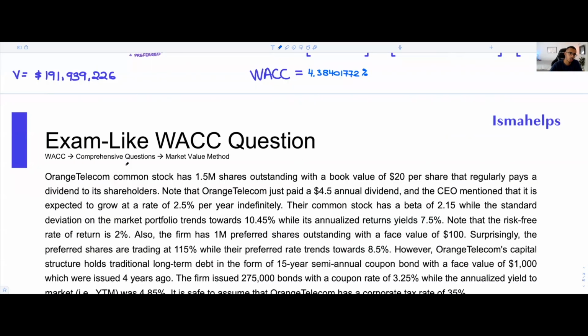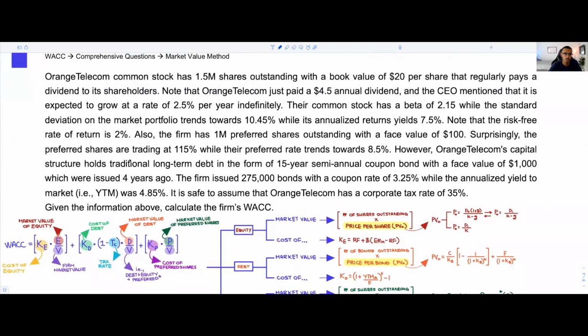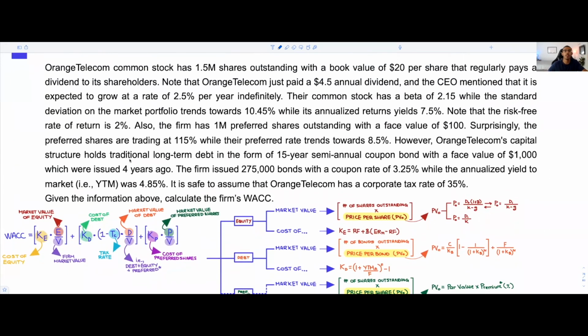Okay. So let's go ahead and do this. We have now Orange Telecom, and we're going to highlight everything bit by bit, just like how we usually do it. If we begin, we're going to read sentence by sentence, and then highlight the stuff. Orange Telecom's common stock has 1.5 million shares outstanding with a book value of $20 per share, and it regularly pays a dividend to its shareholders.